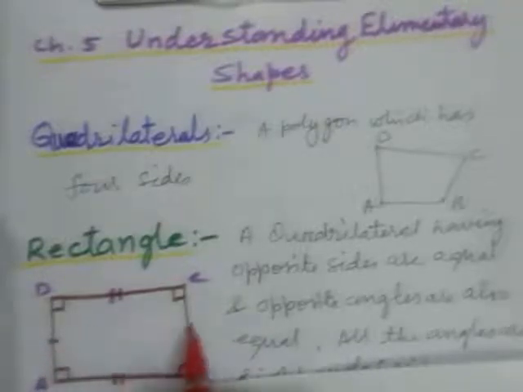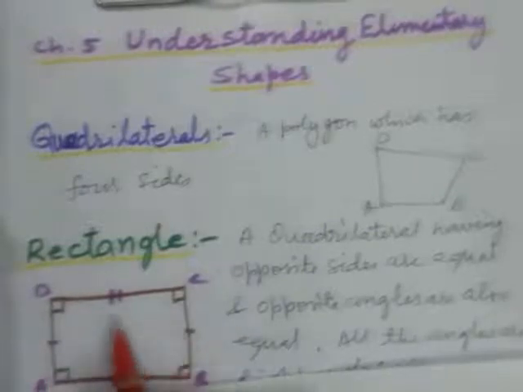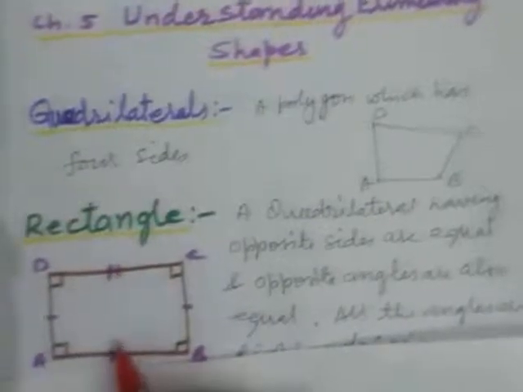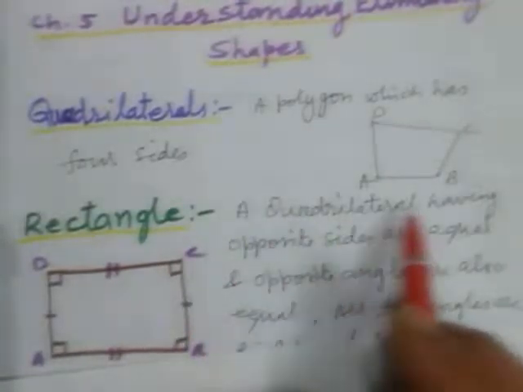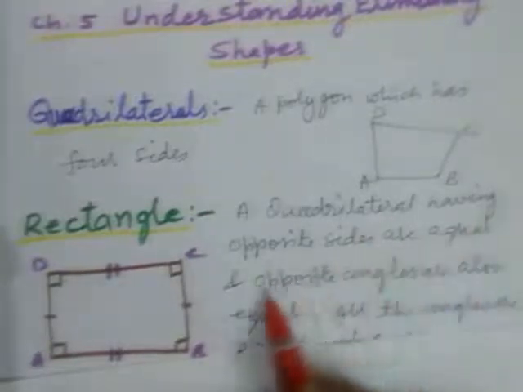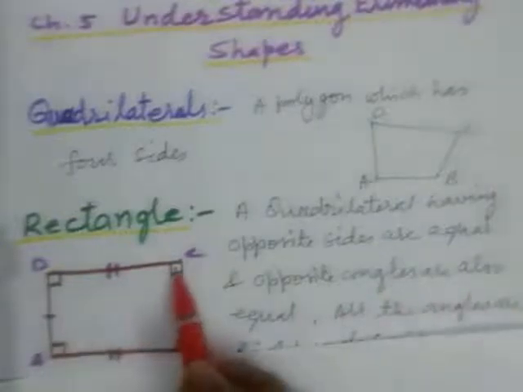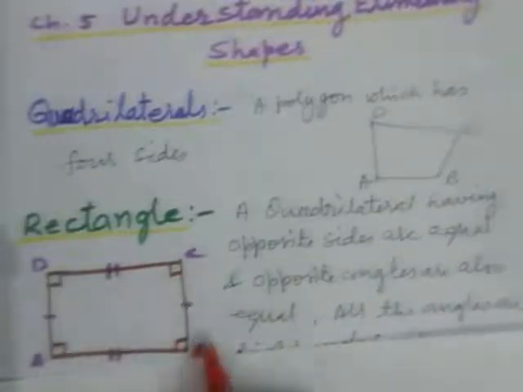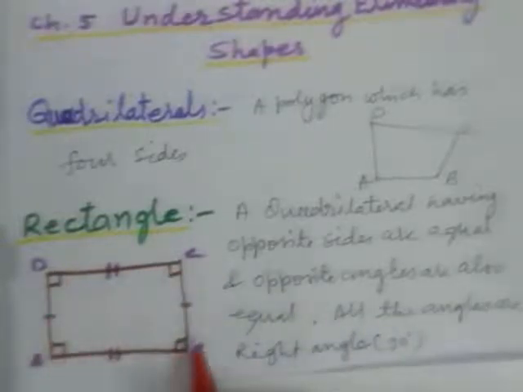Here this side and this side are equal, so we make this same mark, and this side and this side are also equal, so we make the other type of mark. So a quadrilateral having opposite sides equal and opposite angles also equal. All the angles are right angles, that is 90 degrees. So this is a rectangle.